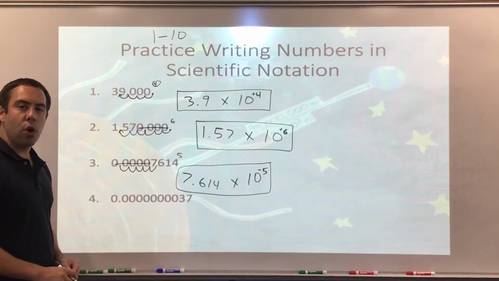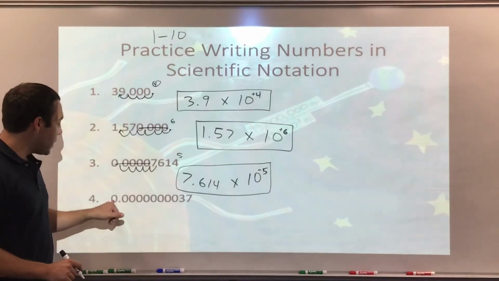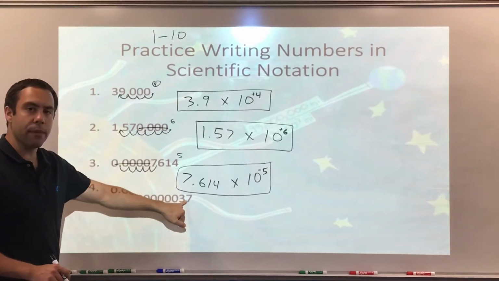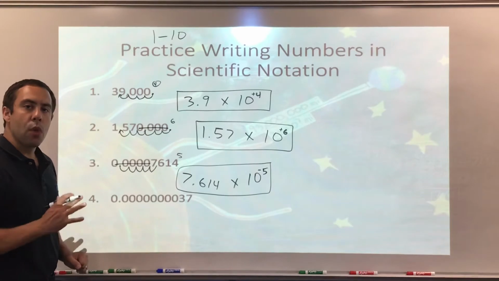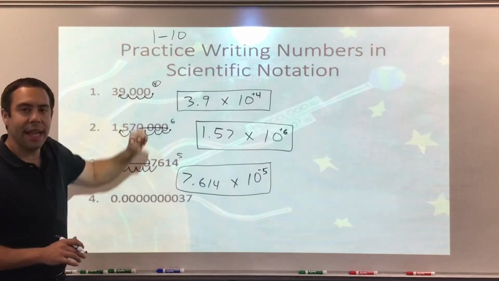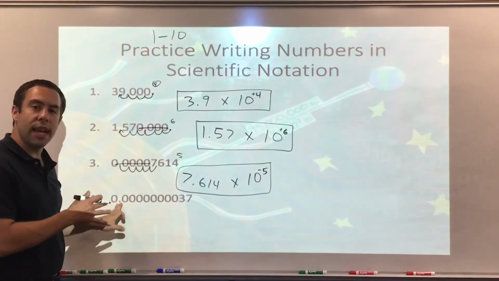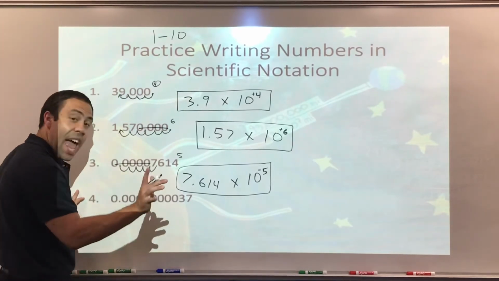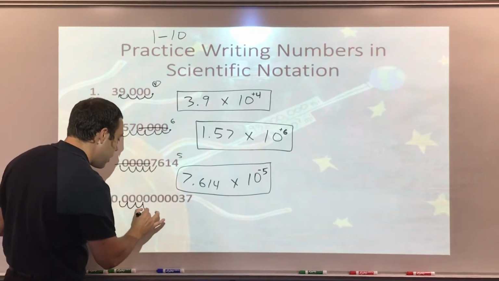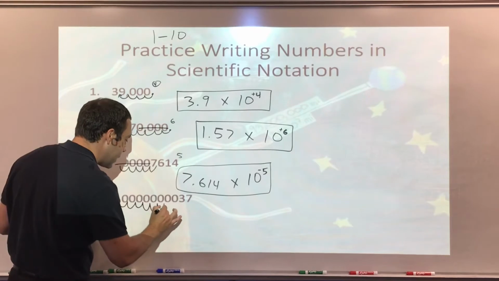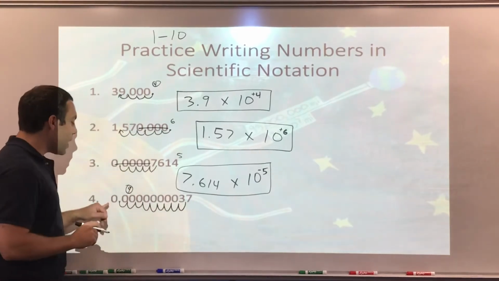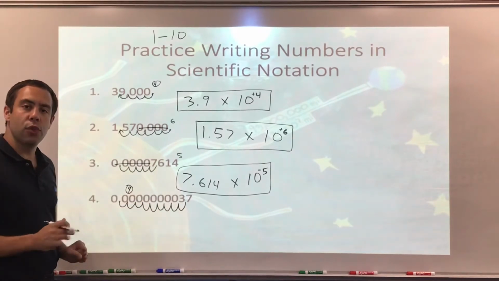For problem number 4, we have another small number. We have 0.0000000037. First step, we move the decimal point over until we get a value between 1 and 10. Here we're going to move the decimal point to the right. And we count the number of times we move the decimal point. 1, 2, 3, 4, 5, 6, 7, 8, 9. So we move the decimal point over 9 times to the right.